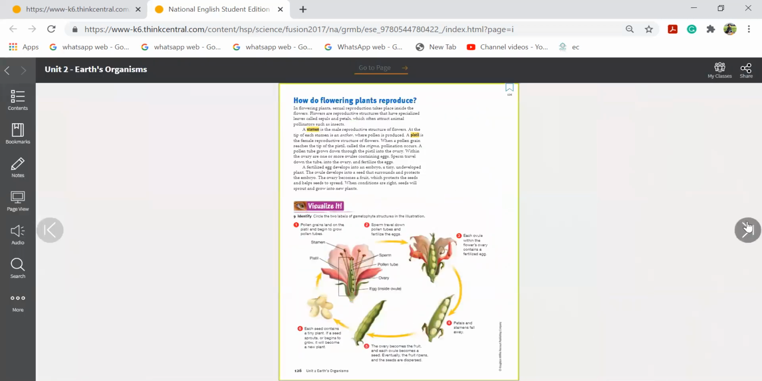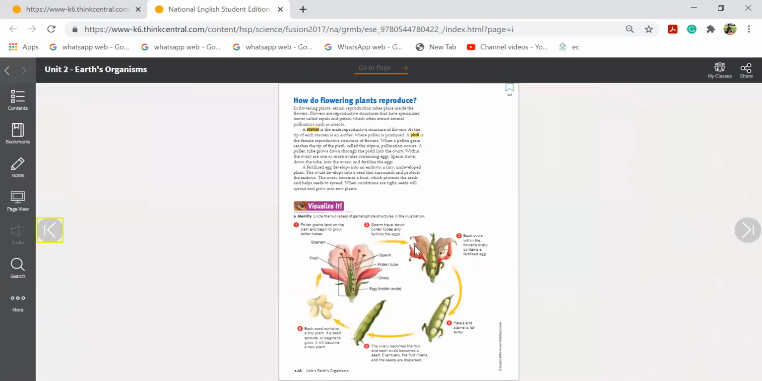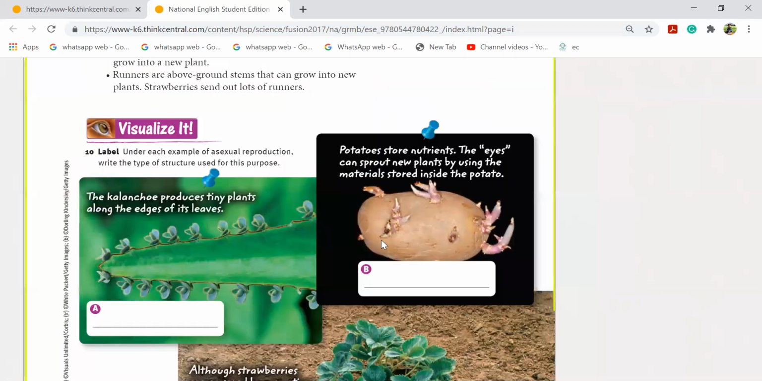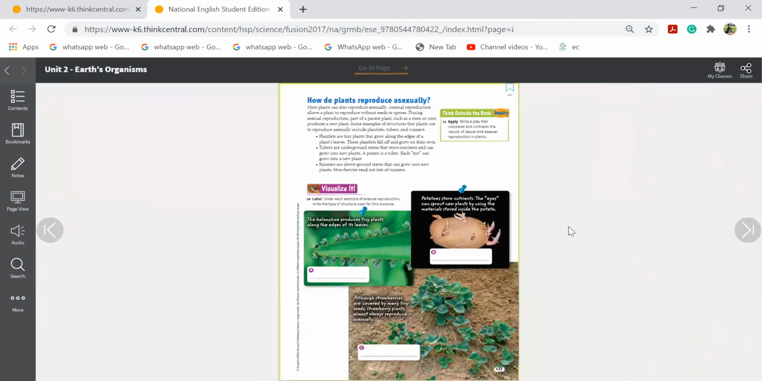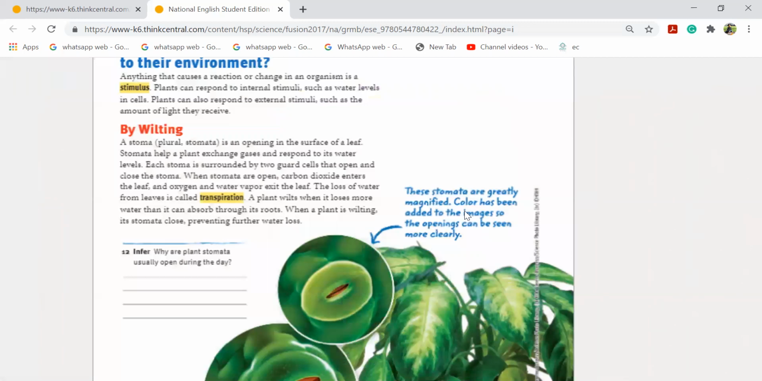Is the explanation clear? Yes, miss. That was how plants reproduce sexually. For asexual reproduction, I will just show you the picture and move on because I have explained again and again: budding, vegetative propagation. I even showed you the potatoes, how they grow from one potato. They don't have seeds, but this is how it goes.